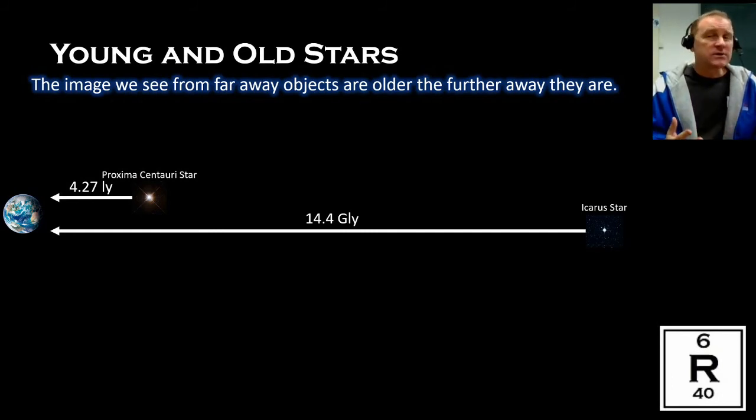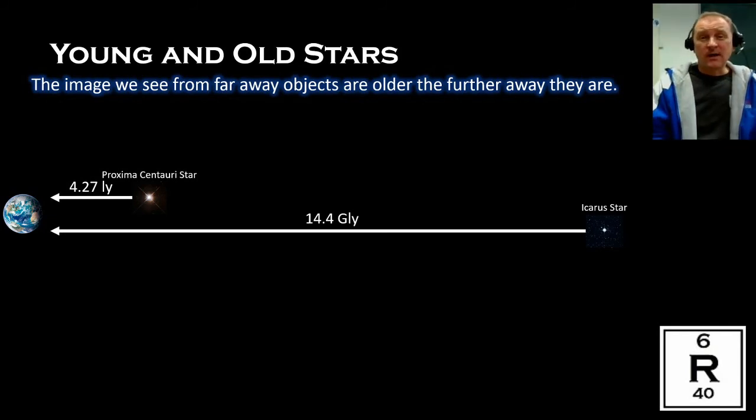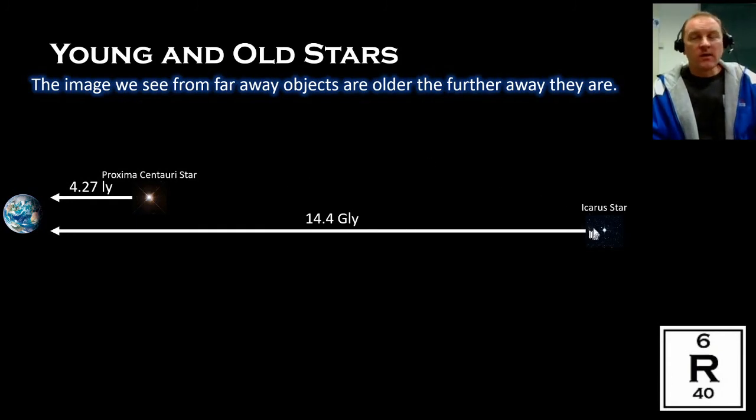If it's changed, if it blew up, if it's not there anymore, when we watch that happen, we're going to be watching it happen 4.27 years after it happened. And if there was life and they were watching us, they're watching us 4.27 years in the past. If Alpha Centauri was looking at us right now, the time it took the light from Earth to get to them was 4.27 years. So the further away you go, the older it is.